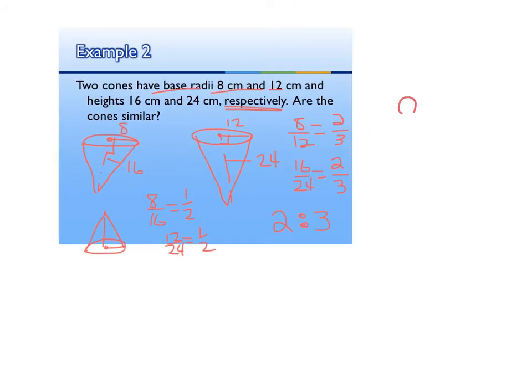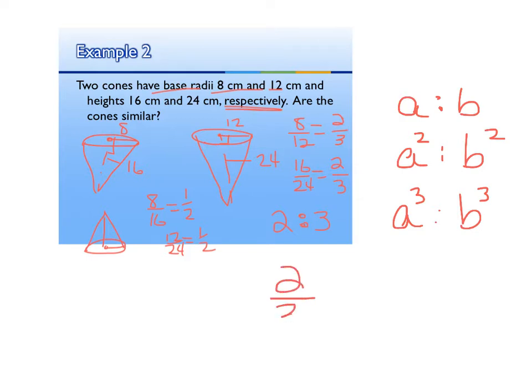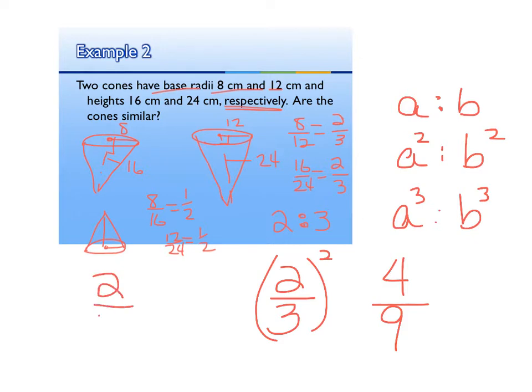Now, back on that theorem that we learned about, remember it told you that if you knew the scale factor, it was A to B. The area scale factor would be A squared to B squared, and then the volume would be A cubed to B cubed. So let's say I wanted to find the ratio for the area. I would take my scale factor 2 to 3, square it, and that would give me my scale factor for my areas. If I wanted to find it for the volumes, I would cube these numbers.